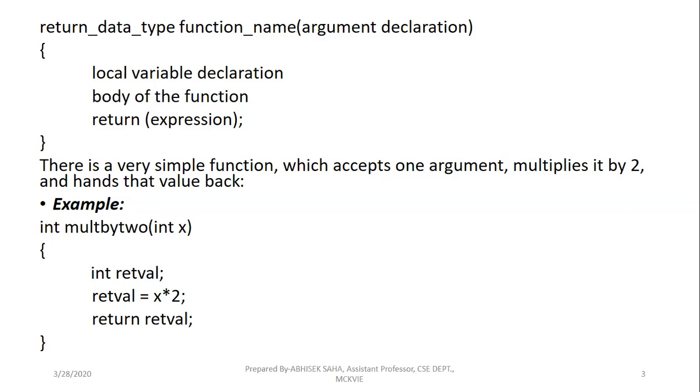And one more important thing is the variable int x, which is written in the part of the argument declaration. That variable x is also local to the mult by 2 function.